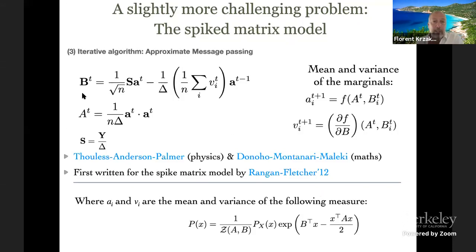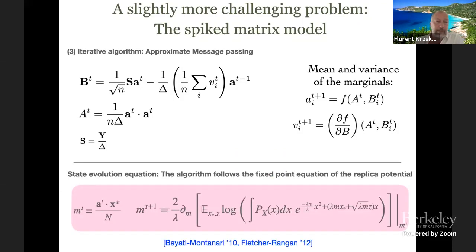All right, this is how it looks. You have an iteration here. This vector is iterated with respect to A, which has estimation of the marginal. These are estimation of variances. And anyway, I'm not going to enter into the detail because I will discuss this later on. But the point is, you can write a state evolution again. You can try to track what the algorithm is doing.